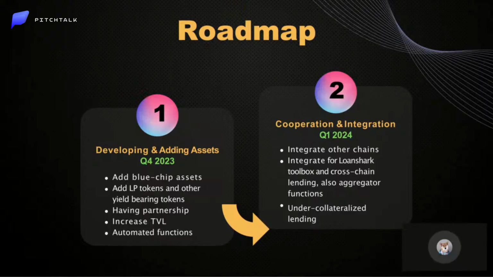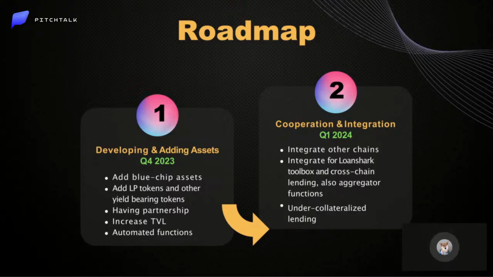Our roadmap: for now we're already live on Scroll mainnet. For the rest of this year we will be adding more blue chip assets, and potentially LP tokens as collateral, and also some other yield bearing tokens to boost the whole DeFi ecosystem on Scroll. We will also establish more partnerships, increase our own TVL, and integrate some of the automated functions.